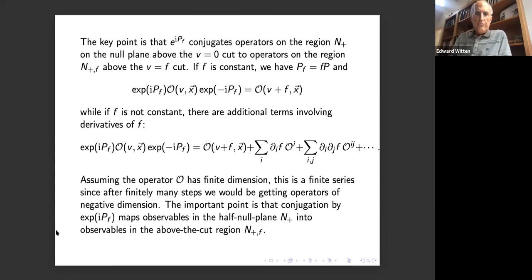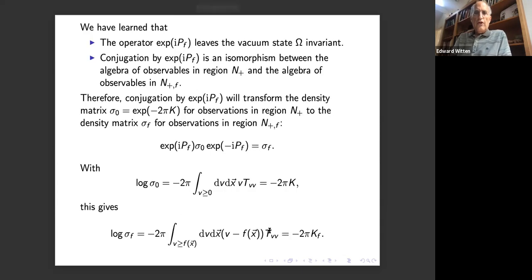So conjugation by e to the iPf maps observables in the half null plane to observables in the above-the-cut region. So we've learned two facts about this conjugation. It leaves the vacuum invariant, and it's an isomorphism between observables in region N plus and observables in region N plus comma f. So therefore, conjugation by e to the iPf will transform the density matrix in the standard cut region to the density matrix in the wiggly cut region. So the density matrix we know is conjugated by e to the iPf into the density matrix sigma f.